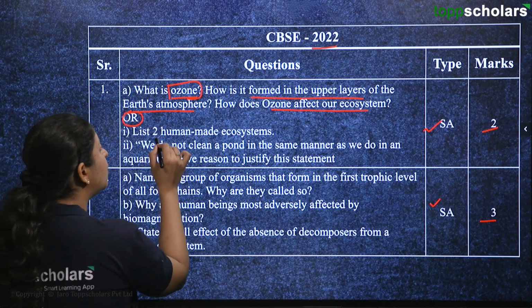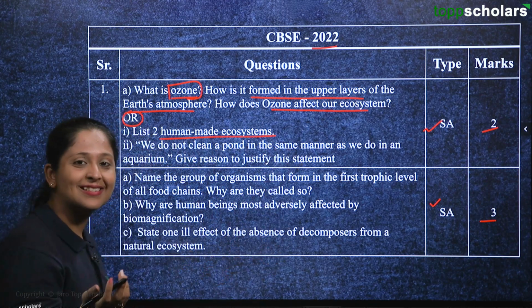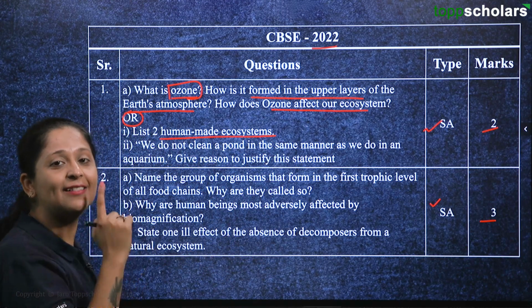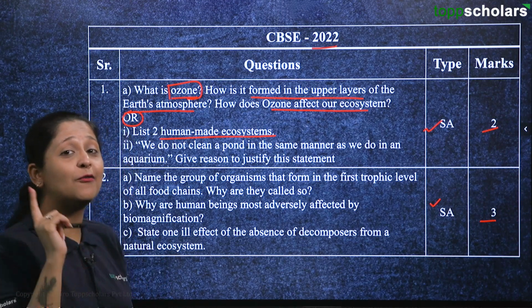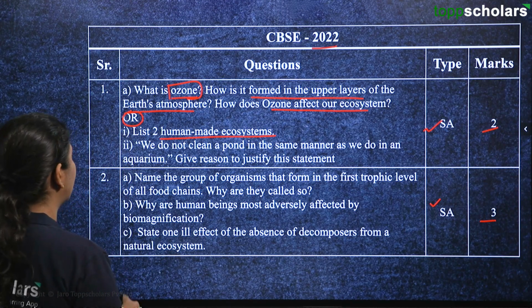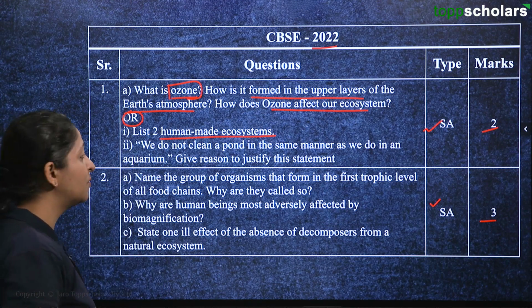You have to list 2 human-made ecosystems. Again, the question is repeated. In the last paper also, they asked you for an example of a human-made or man-made ecosystem. You have to list man-made ecosystems here.